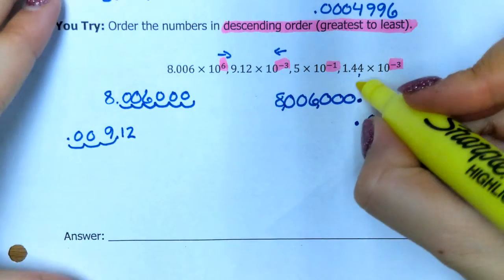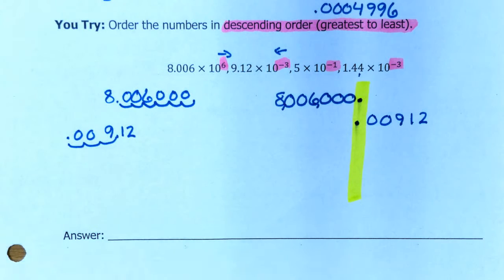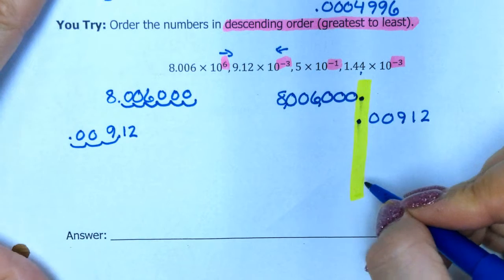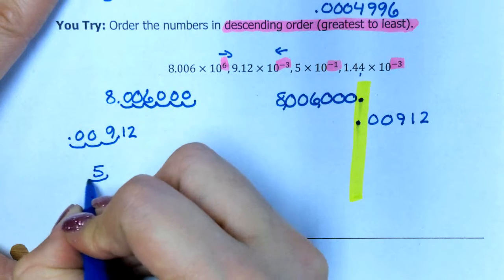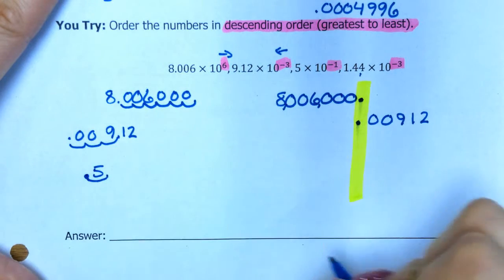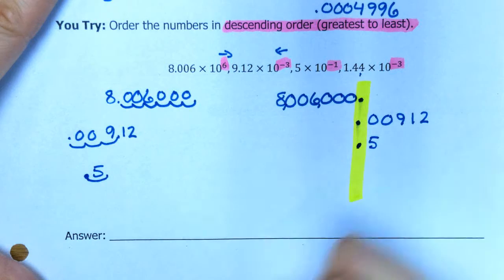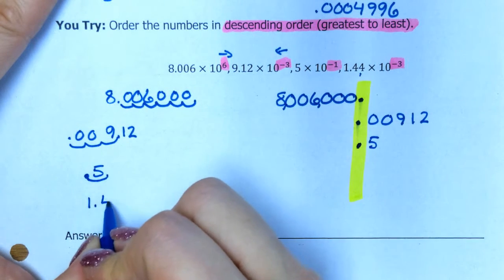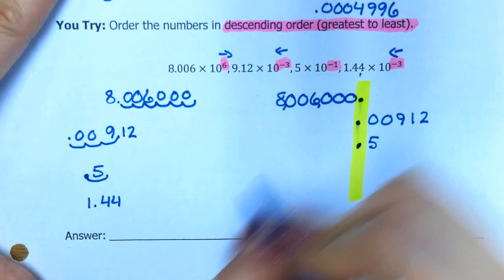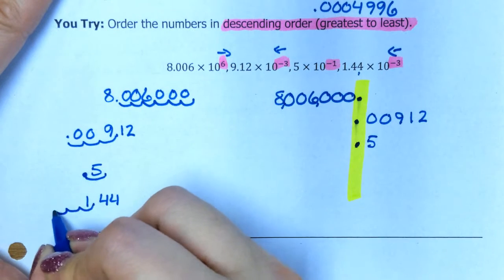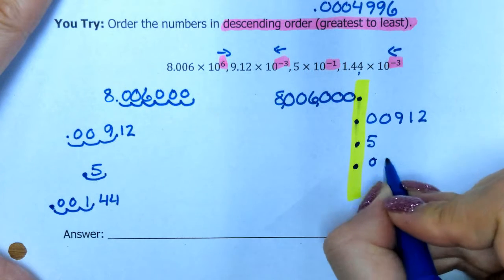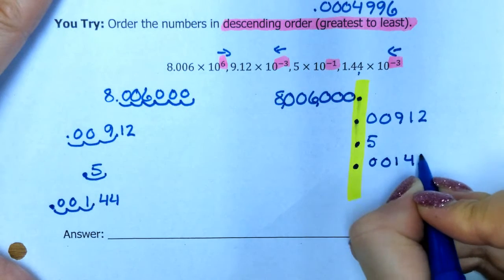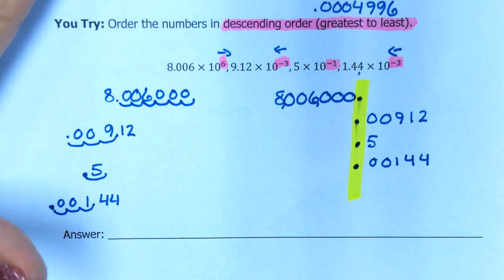A little highlighter there. Let's see. Just like when we stacked for comparing and ordering decimals earlier this year, I'm going to stack up the decimal points as I go. So here's 5 times 10 to the negative first. Decimal starts here, moving 1. So this one is 0.5. And my last one here, 1.44, is moving 3 to the left. 1, 2, 3. So decimal point 0.00144.